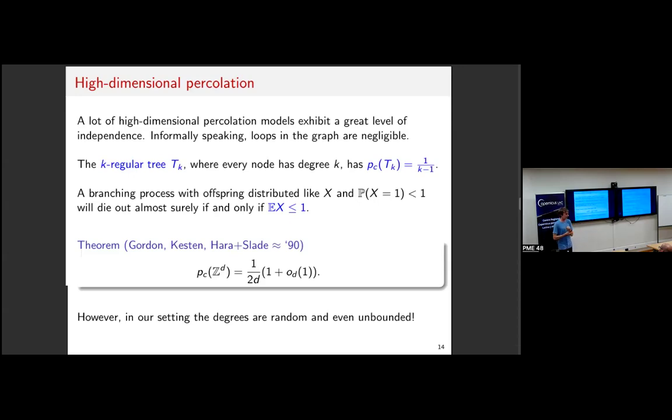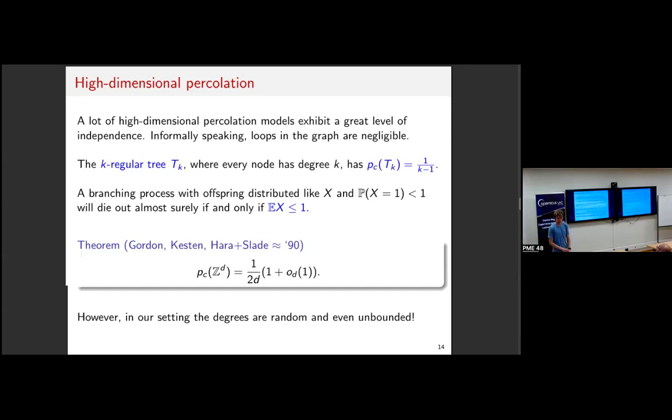The problem for our model is that the graph is random, right? So you cannot really say what the degree is, because every point has a different degree. And for our models, the degree is even unbounded. So it's not so easy to say what you would expect for the Poisson-Voronoi model or for the Gabriel graph.